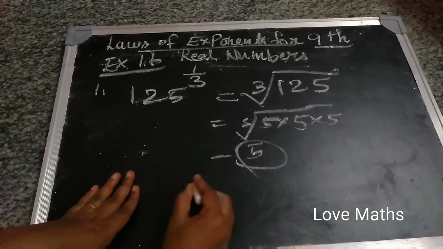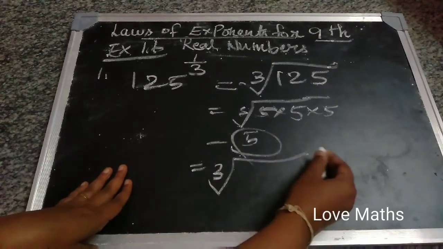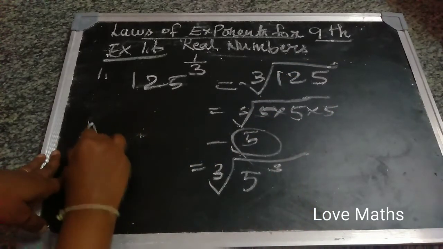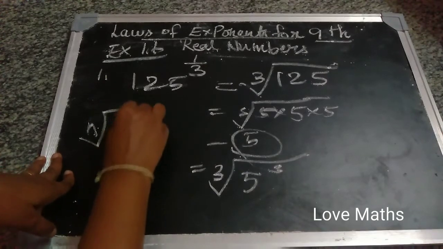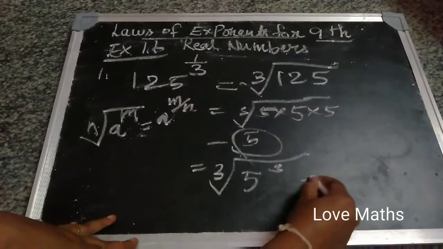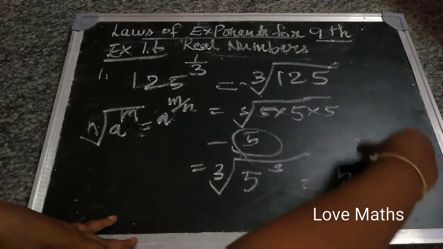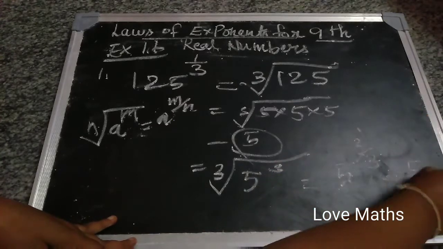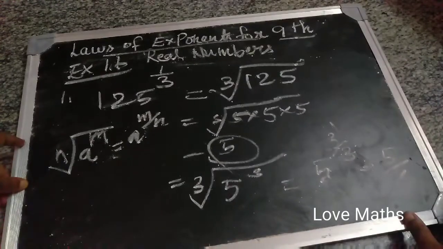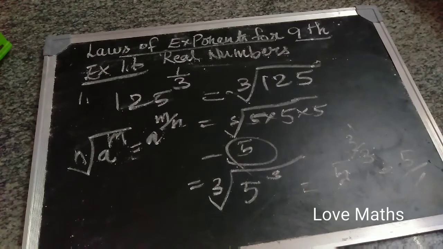Otherwise, how to write it: this is the cube root of 125, which is the cube root of 5 cube. The nth root of a power m, how can we write? a power m by n. The same way, 5 power 3 by 3, 3 by 3 is 1, so 5 power 1 is 5 only. You can apply any method. Is it clear? So, next.